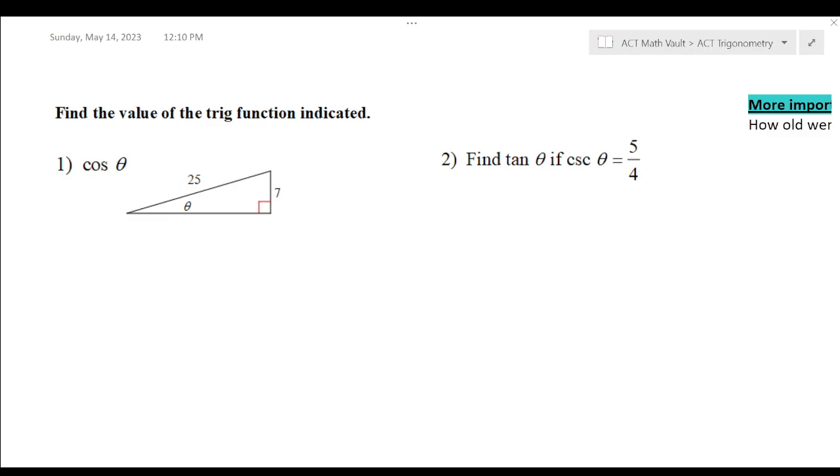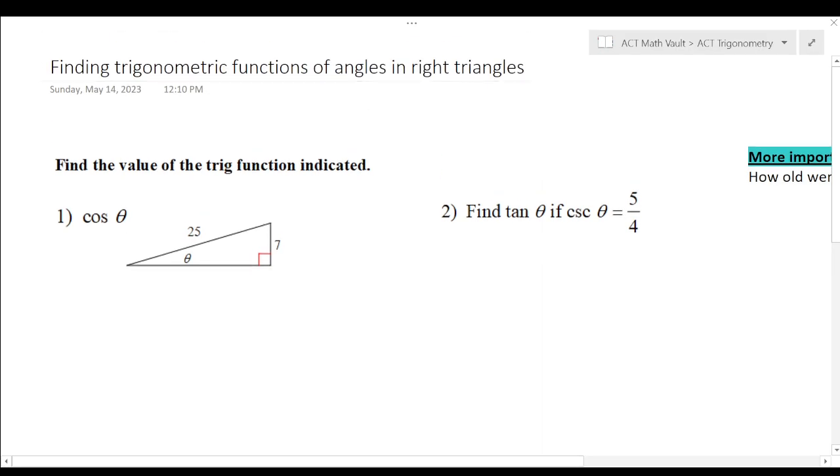So you could be asked to find the trig function given a picture. That's the most common. Or it's also possible that they could ask you to find the trig function given another trig function. And so what we have to do here is first think about all of the ratios and what they are equal to. So let's jot that down on the top of our page here.